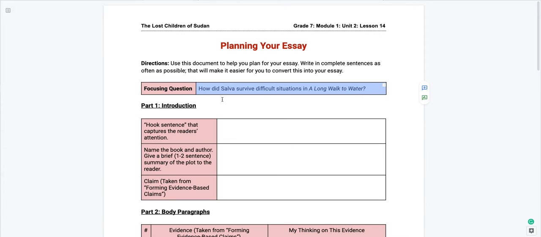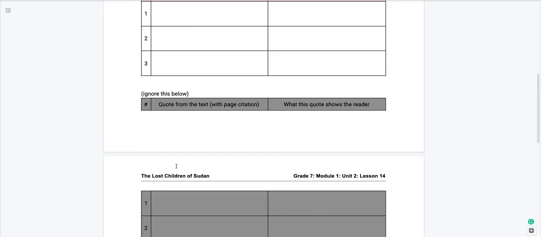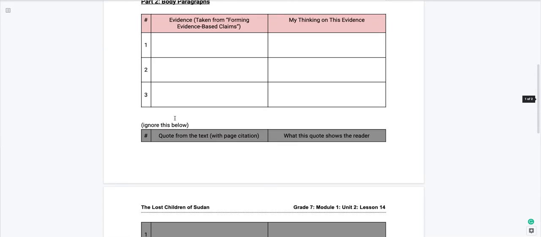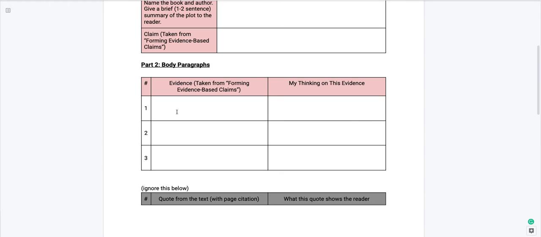All right. This essay, like we've talked about for this whole time, is answering the question, how does Salva survive in A Long Walk to Water? How does he get through all the really hard stuff that he goes through in this book? The essay is broken up into three parts: an introduction, a body, and a conclusion. And this worksheet helps you plan all three of those sections. The first thing that I always want people to do is plan out the body.